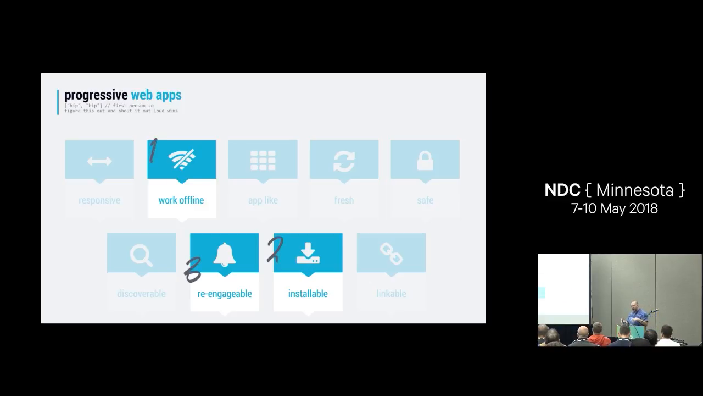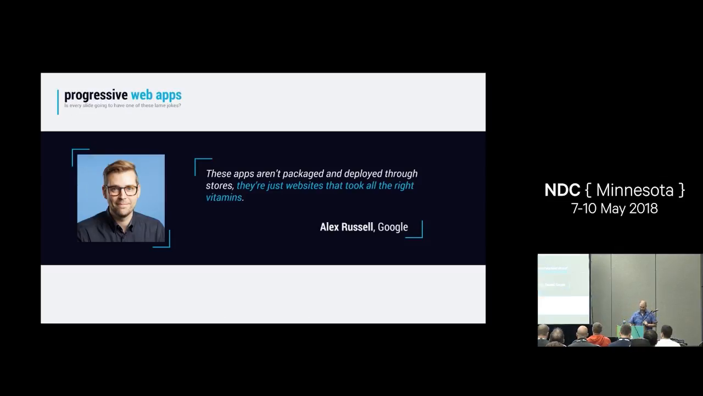For the next hour, we're going to explore 3 of them, and they happen to be the 3 that align with the newest pieces of technology. So we're going to look at how to make apps work offline, how to make them installable, and how to make them re-engageable. So, I mean, effectively, a progressive web app is just a regular website. It's the website that you and your company already have that's taken all of its right vitamins.